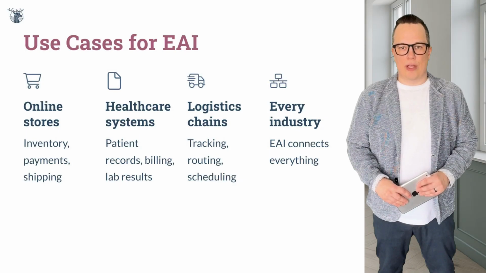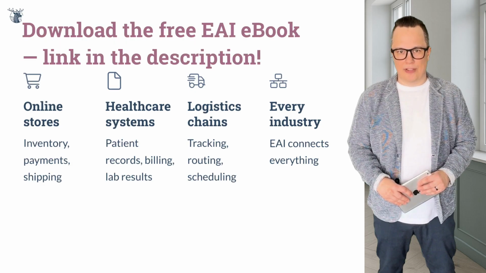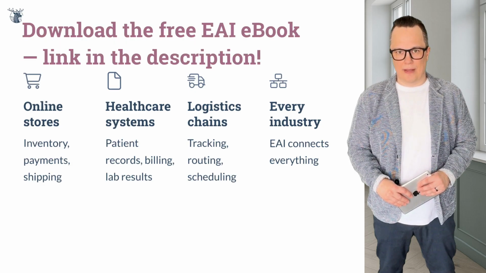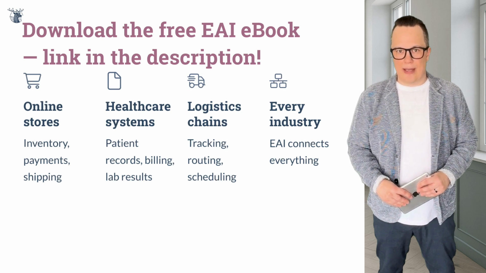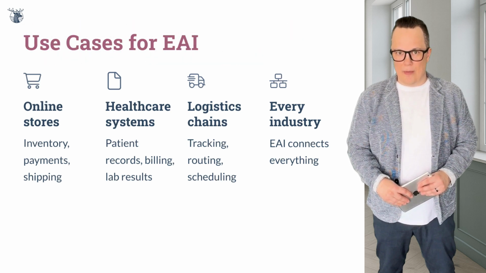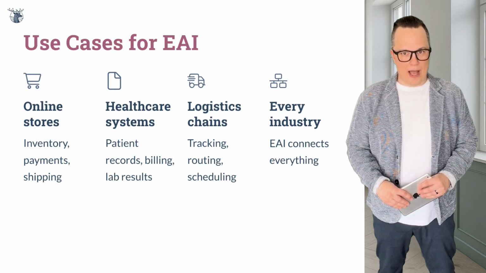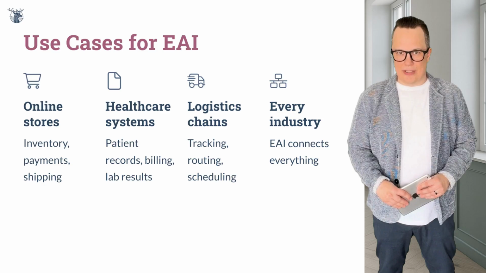Let's make this more concrete with a few real examples. First, think about an online store. When a customer places an order, several things need to happen. The order system must confirm the order, the inventory system must check and reserve stock, and the payment system must process the transaction. Without integration, someone would have to do all of that manually. With integration in place, all these systems work together automatically.